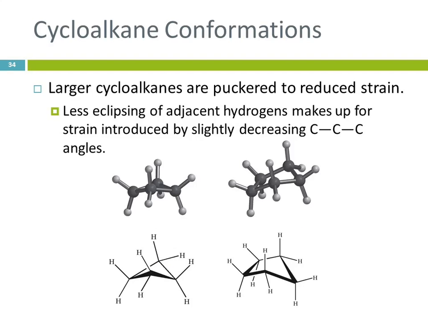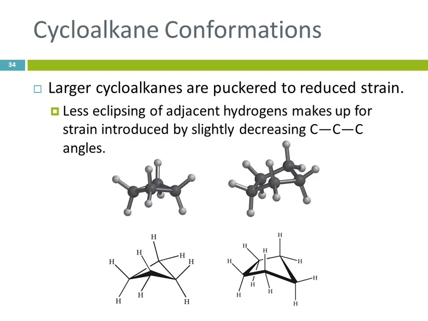But when you get to larger cycloalkanes, they're actually going to kind of pucker because that reduces strain. There's strain in these cyclic compounds because what is the bond angle that carbon likes to have? 109.5. And if it makes a square, what are the bond angles? 90 degrees. And so that doesn't make it real happy.